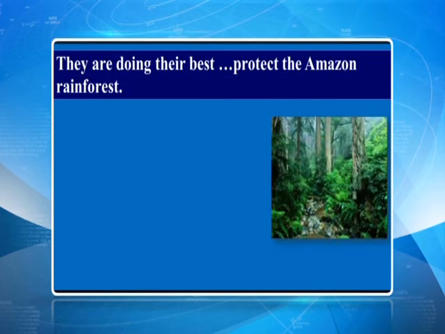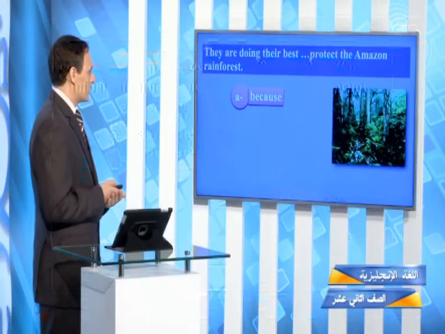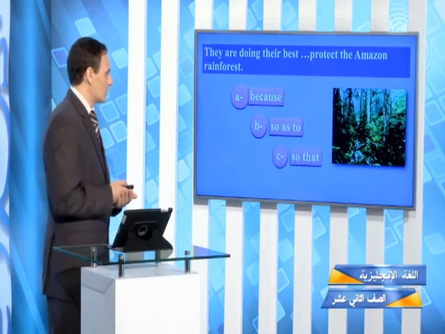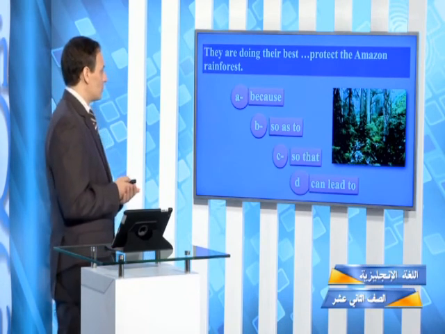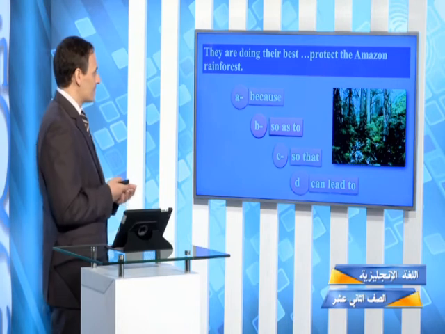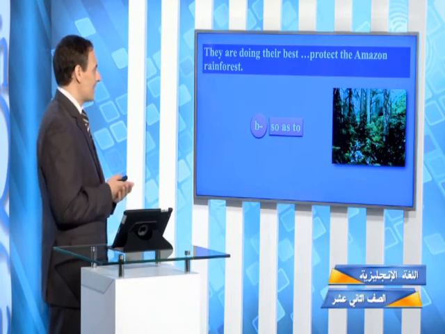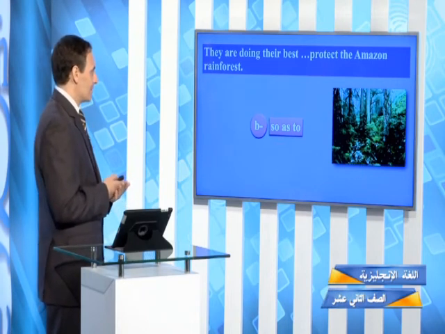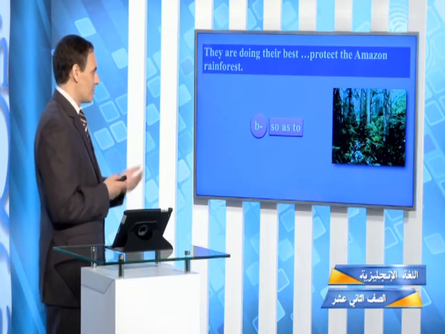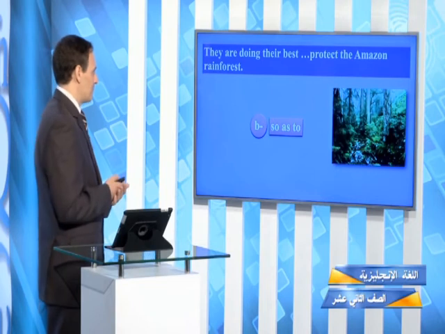Next sentence reads, they are doing their best, space, protect the Amazon rainforest. Because, so as to, so that, can lead to. They are doing their best so as to protect the Amazon rainforest. Protect here is a base form of the verb. That's why I used so as to and not so that.